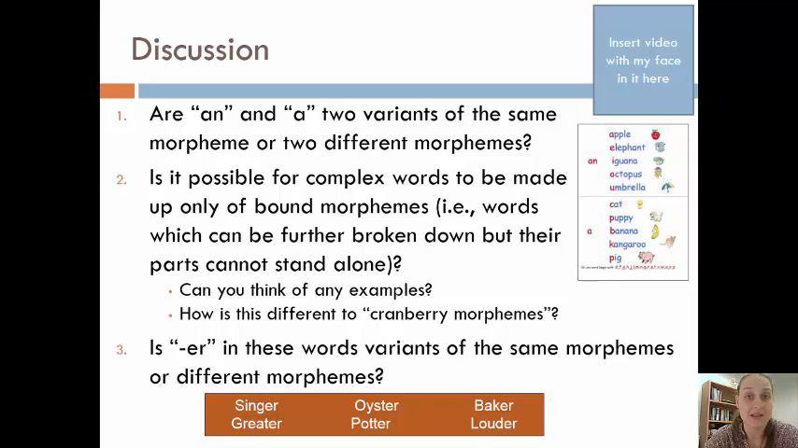Oyster, on the other hand, is in its own category because you can't take off er from that word. It's actually a simple word, meaning the shell with the animal. And then greater and louder fall into their own third category because those ers can be taken off, but their purpose is different, their meaning is different. They're used to increase by comparison.